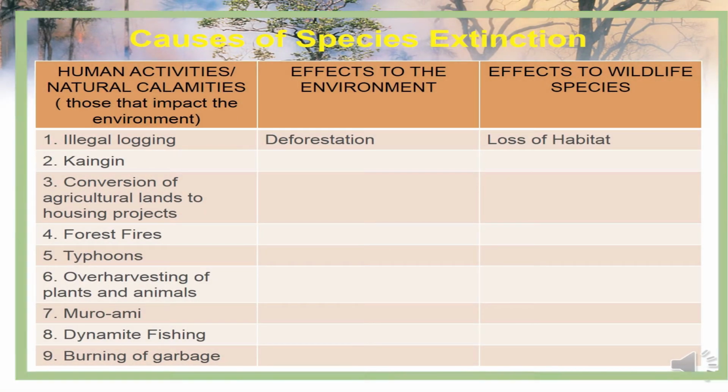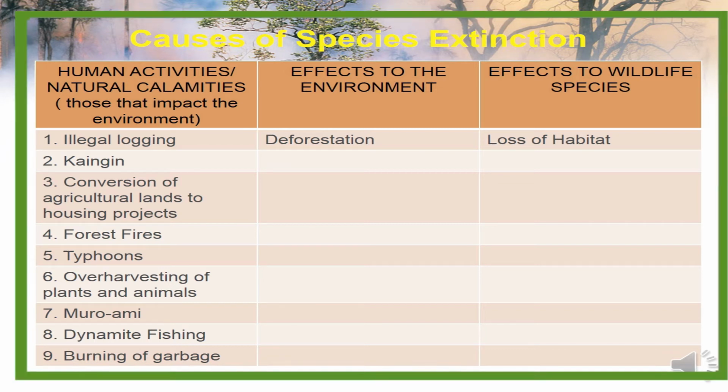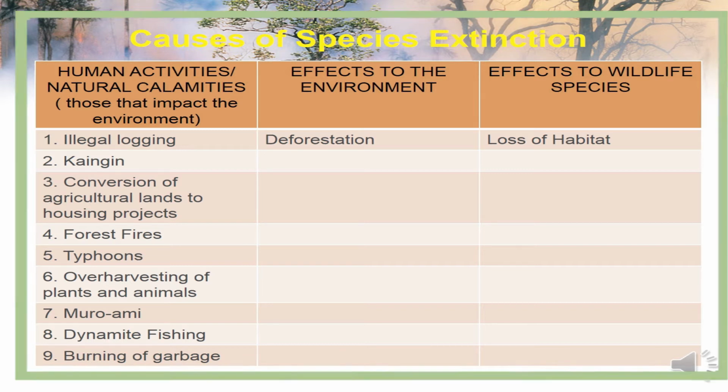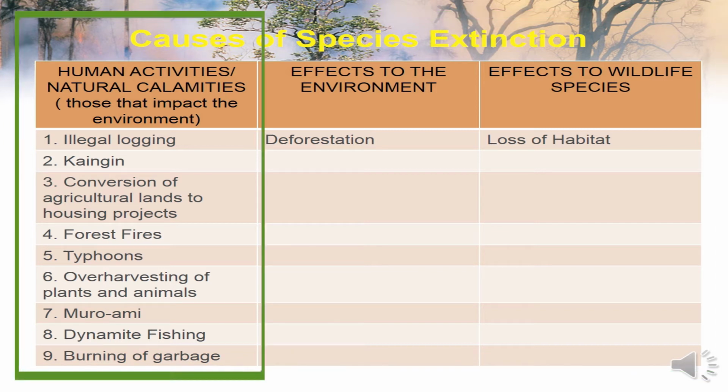Showing is the table of the causes of species extinction. Copy the table in your answer sheet and supply all the needed information for you to be able to accomplish this task. On the first column, we have the different human activities or natural calamities that impact the environment, such as illegal logging, kaingin, conversion of agricultural lands to housing projects, forest fires, typhoons, overharvesting of plants and animals, moro-ami, dynamite fishing, and burning of garbage.